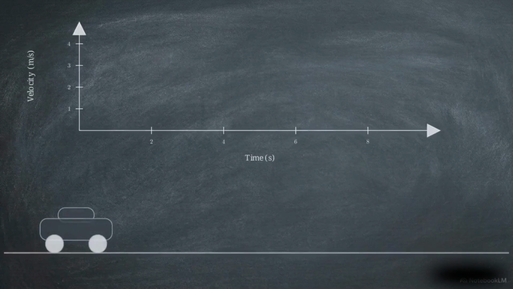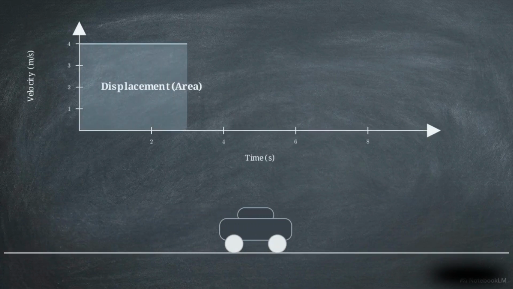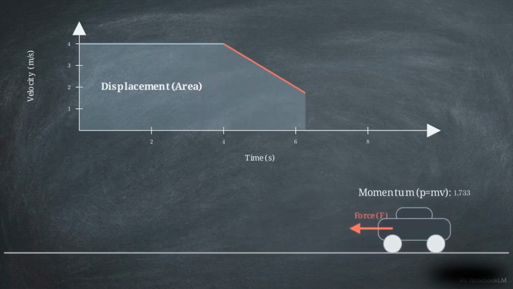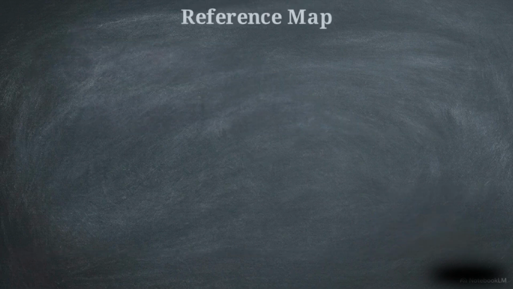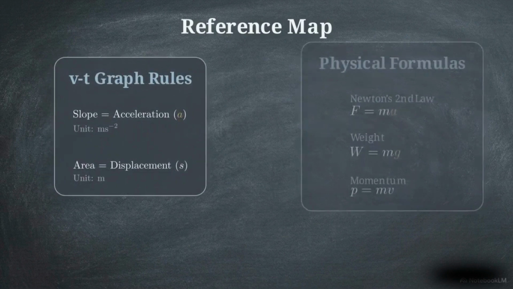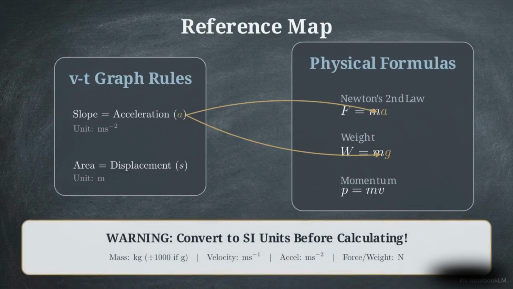All these calculations describe the same physical journey. The area tracks the car's position, the gradient determines the force applied by the engine or brakes, and the momentum changes as the velocity fluctuates. This reference map consolidates the workflow. Use the graph to find acceleration and displacement, then use those values in the force and momentum formulas. Mapping this data ensures each calculation follows logically from the visual evidence of the motion.